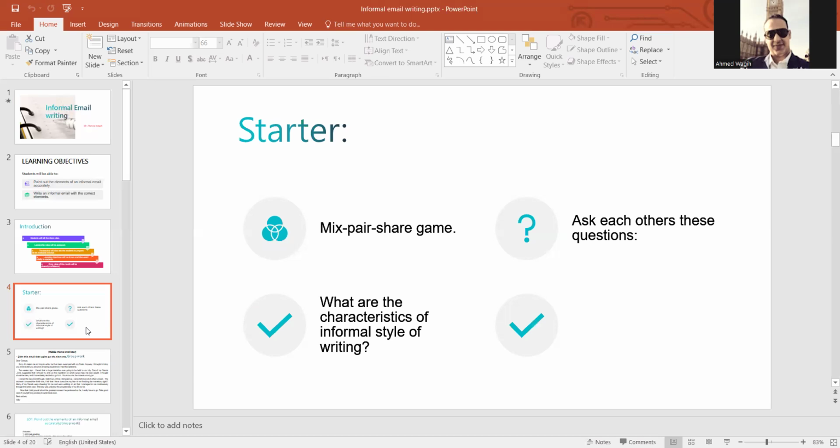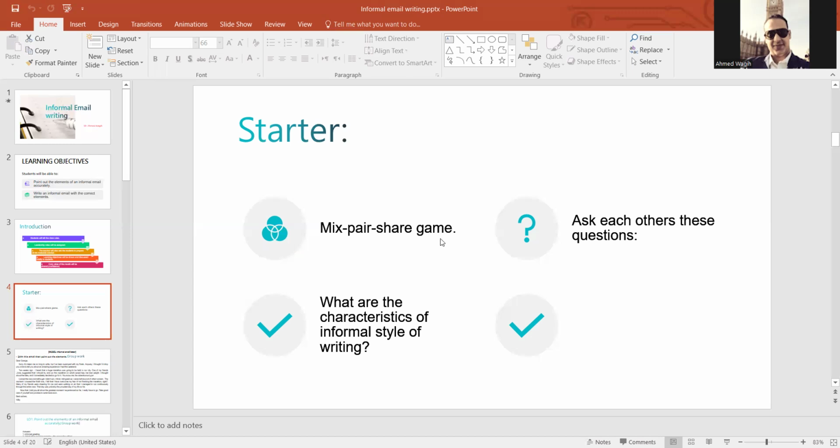I expect your answer, which is for informal style of writing, we need to use short forms instead of full forms. So instead of saying I have, you can say I've. You need also to use figurative language, idioms, some linking words and phrases like but or and. You don't need to use complex or compound complex sentences and formal language. So this is for the informal style. Either it's an email or whatever the task you're writing, this is what you need to follow.